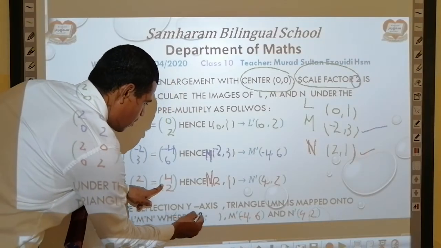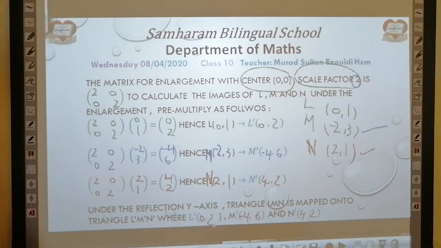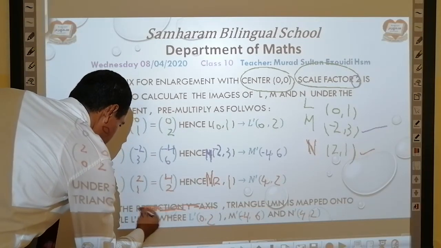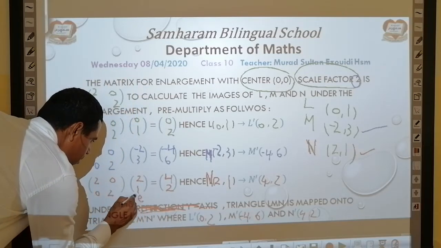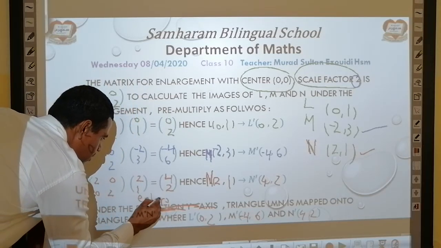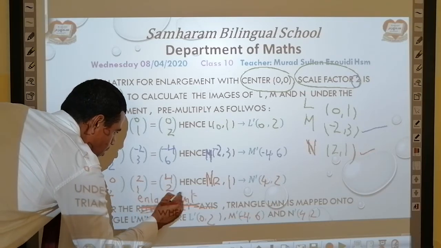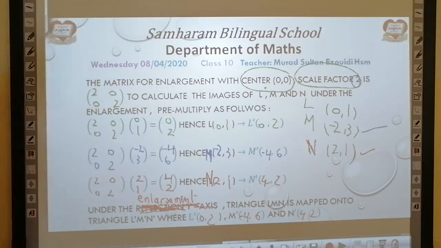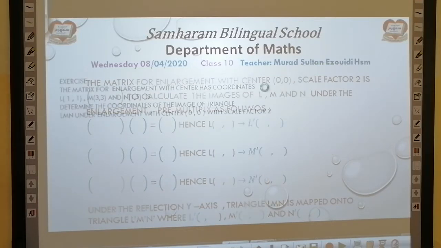As a conclusion, under the enlargement about the center, scale factor 2, triangle LMN is mapped to triangle L prime M prime N prime, where L prime is 0, 2, and M prime has coordinates of negative 4, 6, and N prime has coordinates of 4, 2. Okay.